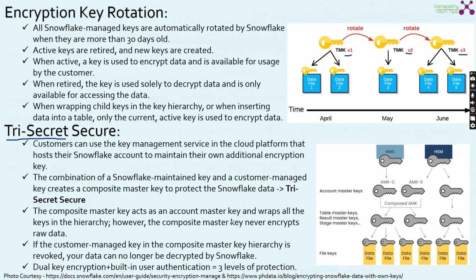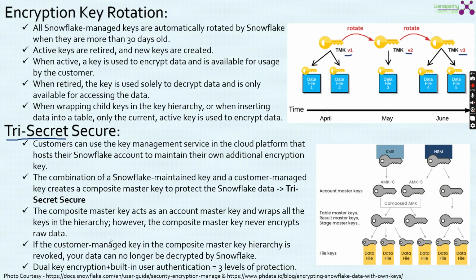The composite master key acts as the account master key and wraps all the keys in the hierarchy. However, the composite master key never encrypts the raw data. I hope that is very evident. If you see, this is the hierarchy top level. So the composite key will be used to encrypt the table master key, and then that is used to encrypt the file keys. So this specific composite key is not used for the raw data encryption which is stored at the file level.